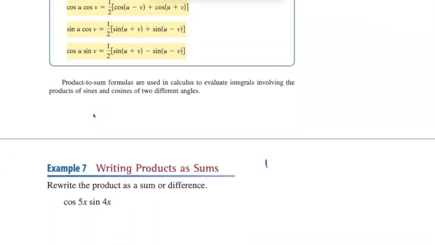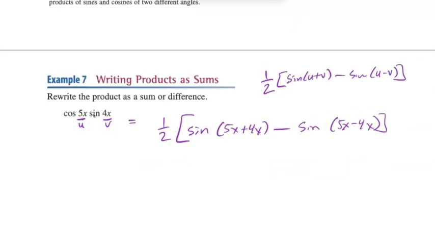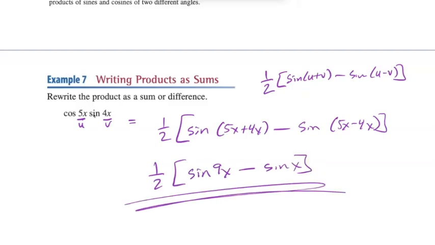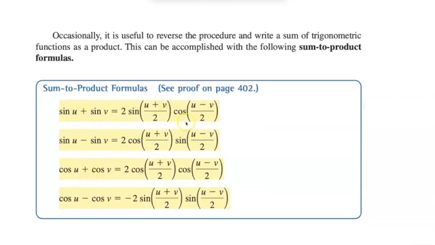That formula is 1/2 times sine of (u plus v) minus sine of (u minus v), where this is my u and this is my v. We're just going to substitute it in. 1/2 times sine of (5x plus 4x) minus sine of (5x minus 4x). I get 1/2 times sine of 9x minus sine of x. We just turn this product into this difference. You might need that sometimes in higher math. And occasionally you could go backwards.